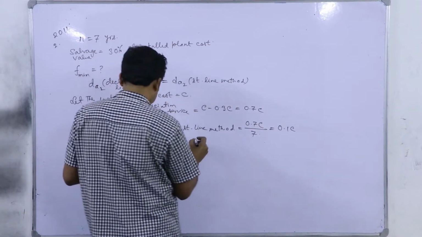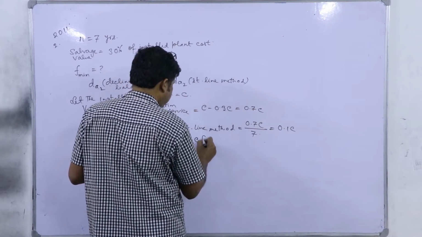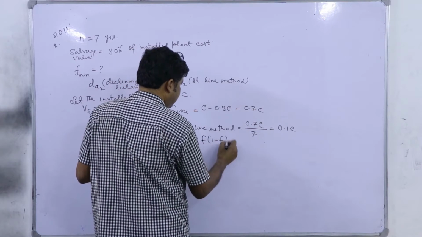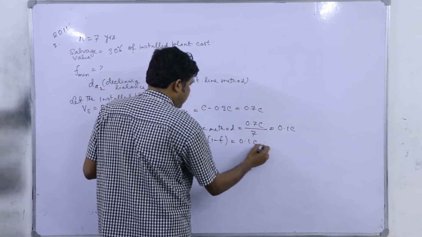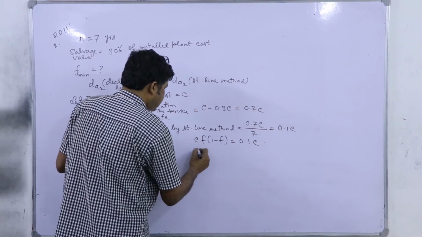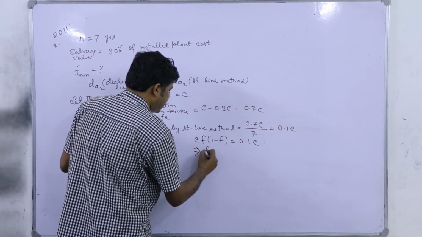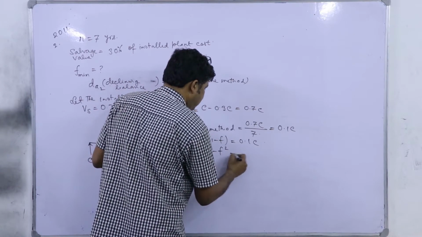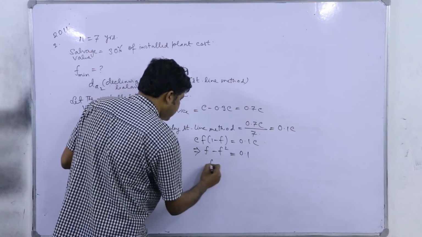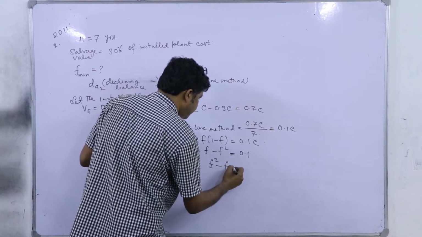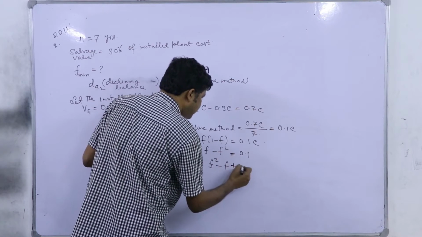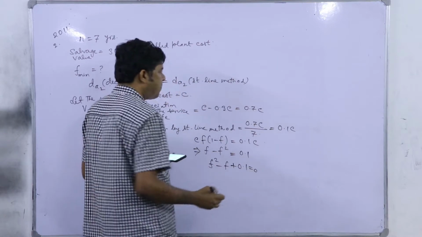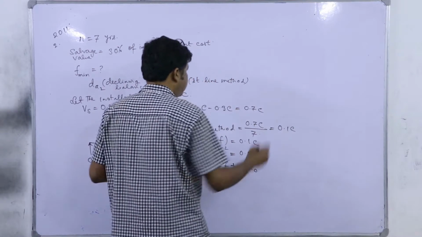So, we have C into F into (1 minus F) is equal to 0.1 C. So, that is F minus F square equal to 0.1. So, F square minus F plus 0.1 equals 0. So, it is a quadratic equation.